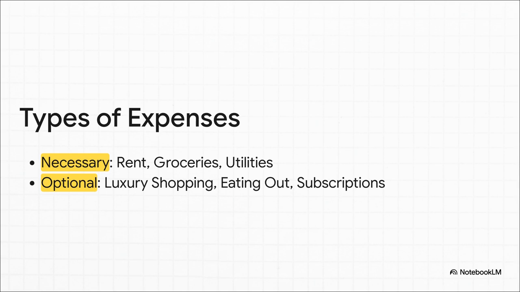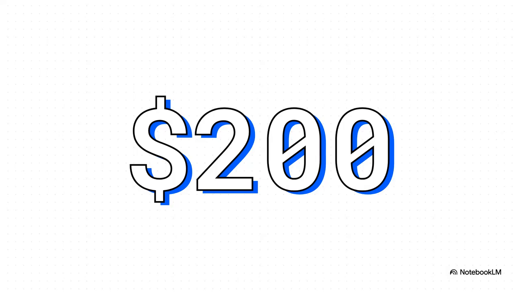The daily coffee runs, the subscriptions you forgot you had. That's where money has a habit of just vanishing. Let's make this super real. Say you spend about $200 a month eating out. Doesn't sound too crazy, right? A lot of us do that. It's just a few meals here and there. But what's the real cost of that habit over the long run?